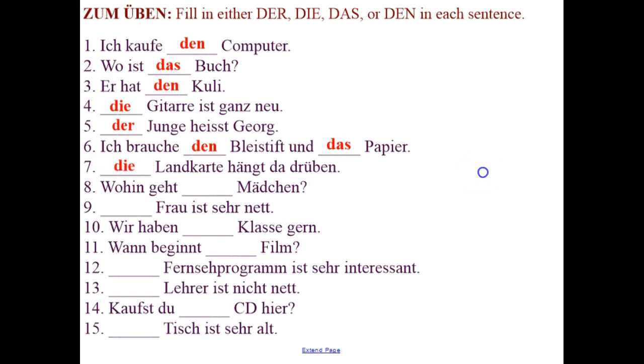7. Die Landkarte hängt da drüben. The map is hanging over there. Die stays die. 8. Wohin geht das Mädchen? Where is the girl going? Das remains das. 9. Die Frau ist sehr nett. The woman is very nice. 10. Wir haben die Klasse gern. We like the class.